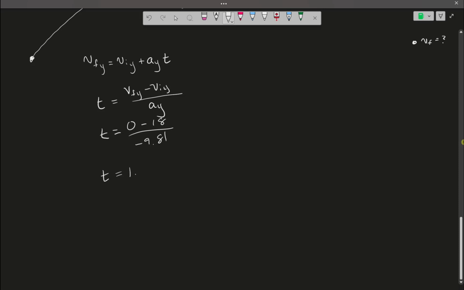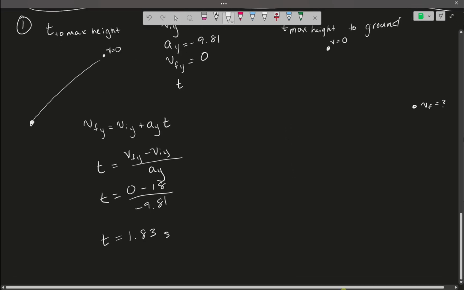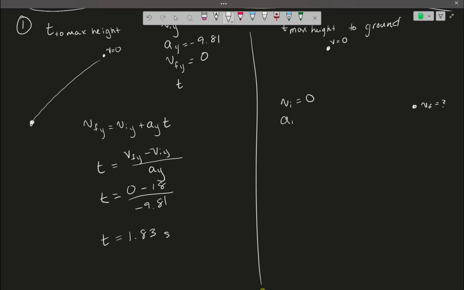Yeah, time is 1.83 seconds, and that's to get to max height. So then I want to go from max height back to the ground. This means that my initial velocity is going to be 0, and I have acceleration in the y direction of negative 9.81. I want to find time. I don't have the final velocity. No, I don't have max height either.